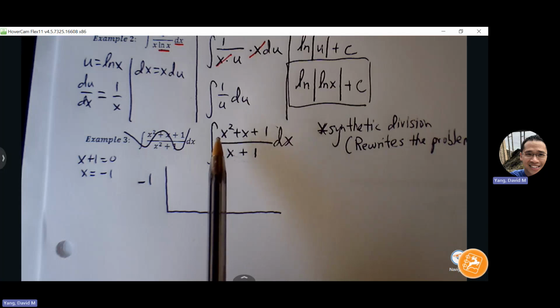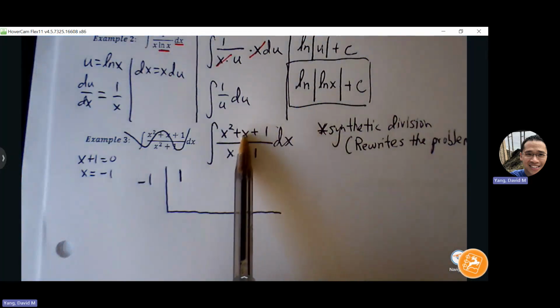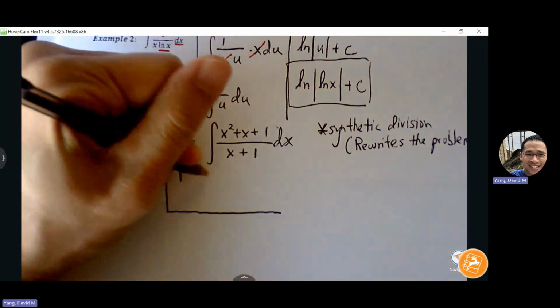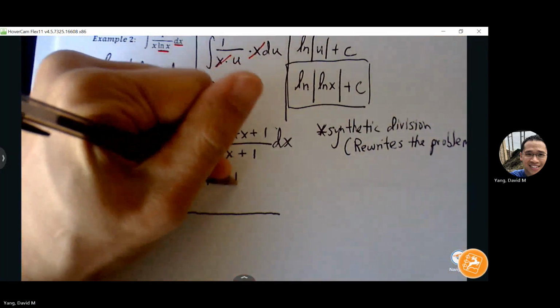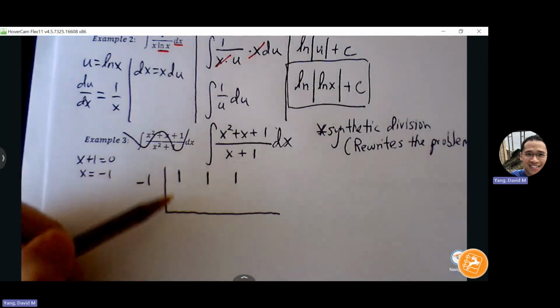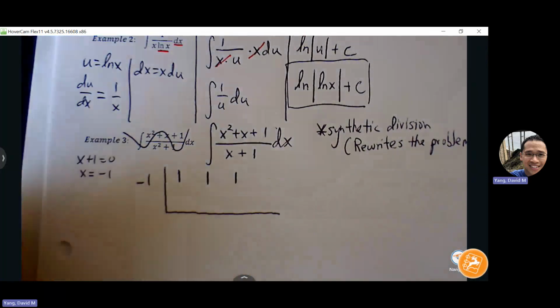So what's the coefficient in front of x squared? 1. That goes here. What's the coefficient in front of x? Also 1. That goes here. And then the constant is 1. So there's 3 columns here. There's a column for x squared. There's a column for x. There's a column for 1 for the constant.